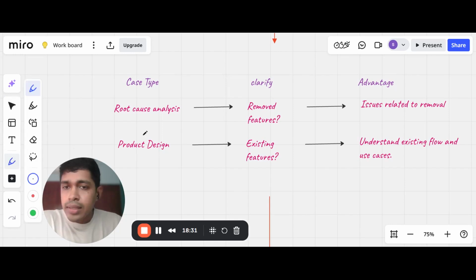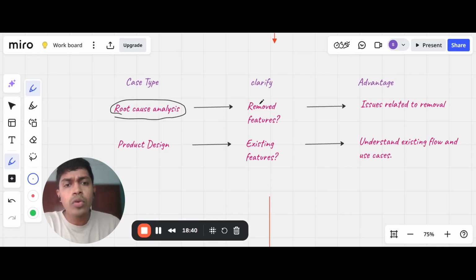I'll give you an example. In case of root cause analysis, these types of problems, you can clarify about removed features as well. Like if there is a sudden drop, you can ask, did we remove any feature in the last 1 month time? If the interviewer is saying yes, probably that's the issue.